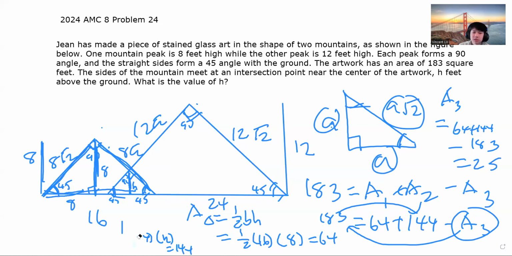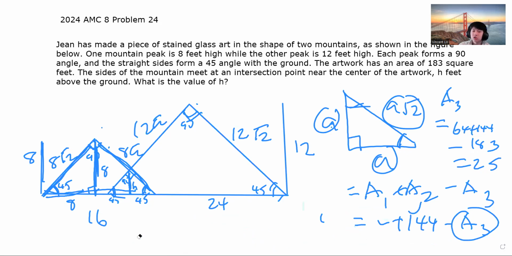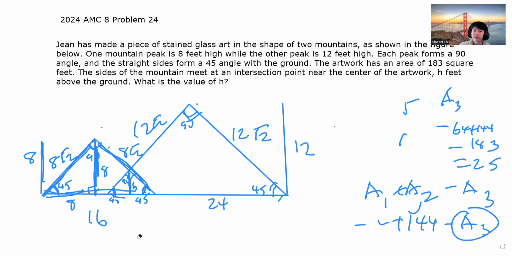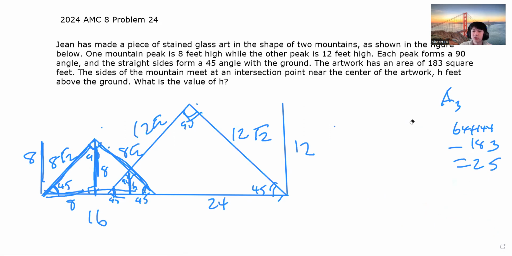So let me clear this workspace a bit. And to find the area of the smaller triangle, again, we use the formula 1/2 base times height. What is the base of this smaller triangle? Well, we have that right here. The height of the triangle is h. So we have h already. So 1/2 times h. And now we have to find the base.